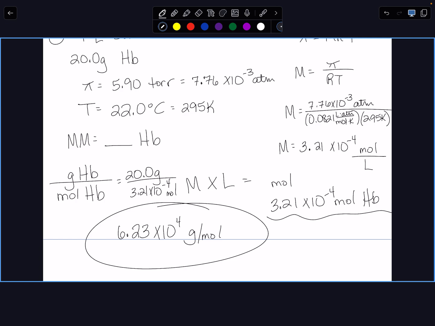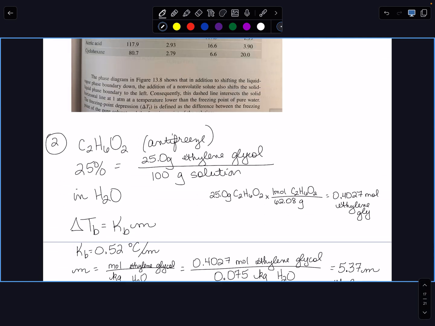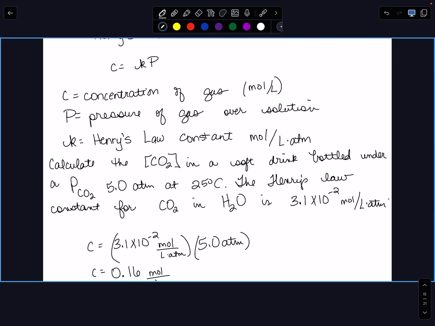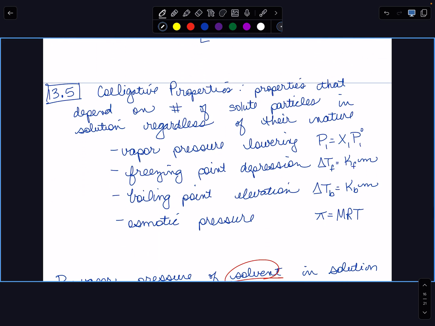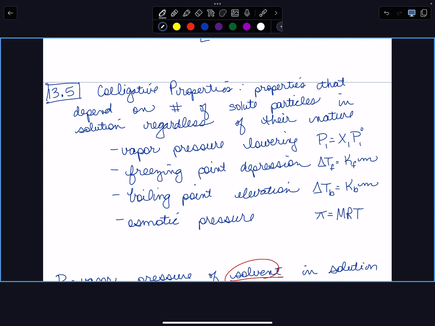I gave you the definition of colligative properties. If you look back, we said colligative properties are properties that depend on the number of solute particles in solution regardless of their nature. Well, we're ready to talk about what that means, because what does that definition have to do with what we've been doing? We've been calculating freezing points and boiling points. We haven't talked about the number of solute particles in solution. So let's talk about it.